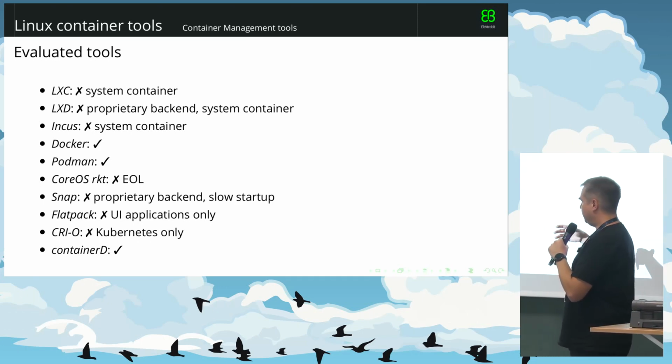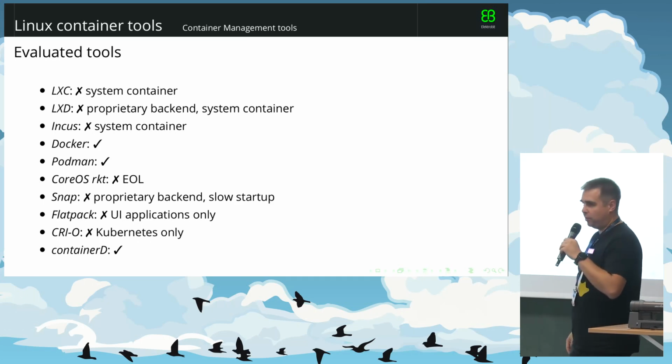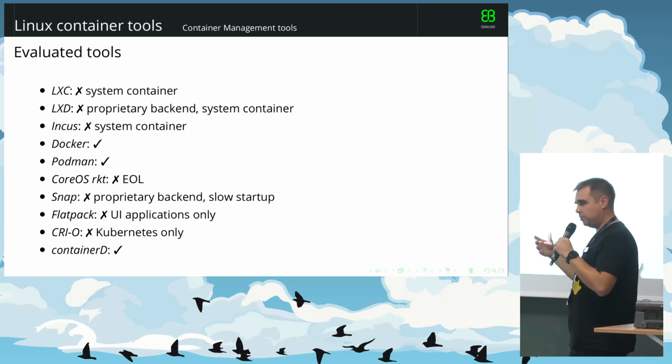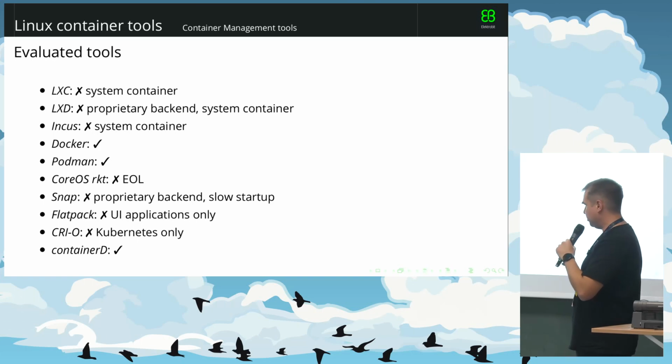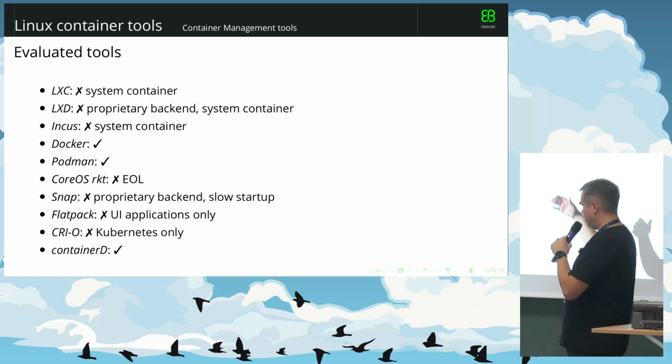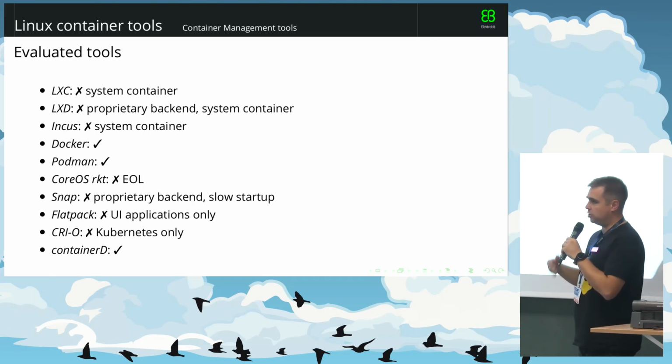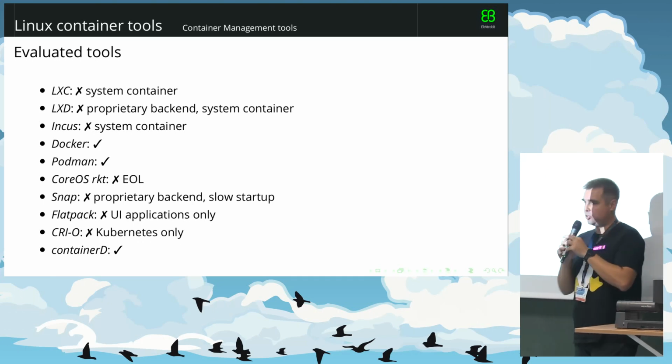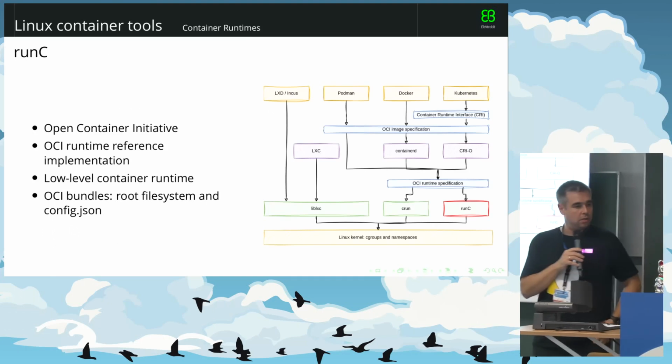And so in the end, from our point of view, at least, most interesting for usage in the embedded world are these OCI containers. And there we have as active projects Docker, Podman, and containerd, which are also intended for standalone usage and are still actively developed.